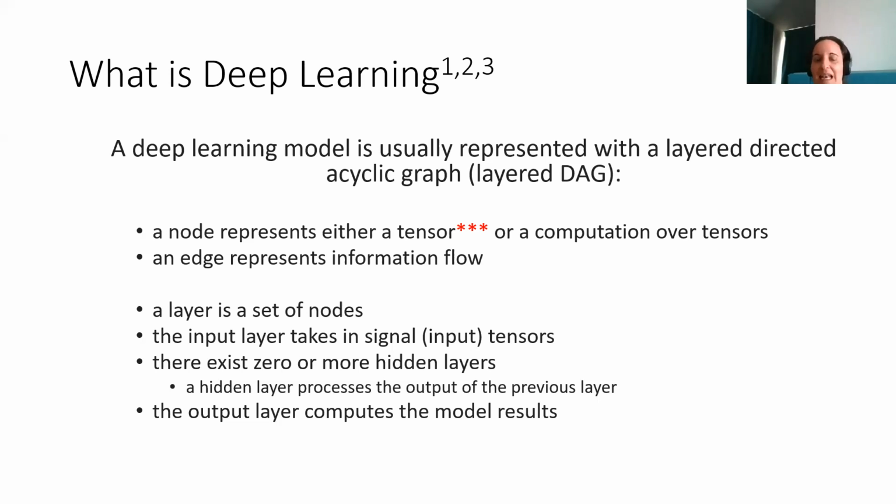A layer is a set of nodes. The input layer is your input, which is again described as a tensor. So you first describe your input data in the form of a tensor, and then you feed that to the deep learning model. It has zero or more hidden layers, and what we call hidden layers here are layers for which the output is not observed, and the output layer is the one that computes the results, the Y, as we saw in the previous slide. Okay.